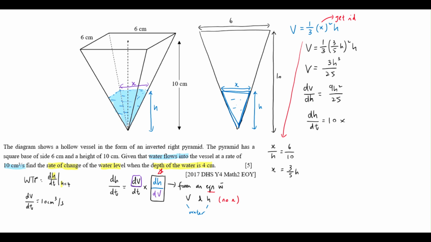The question wanted dH over dV. You have dV over dH. Therefore, you have to flip, which is 25 in the numerator, 9h squared in the denominator. So now substitute h equals 4 into the equation. So with that, I believe you can calculate the final answer by yourself. And the unit, don't forget, will be cm per second. That's all from me today.